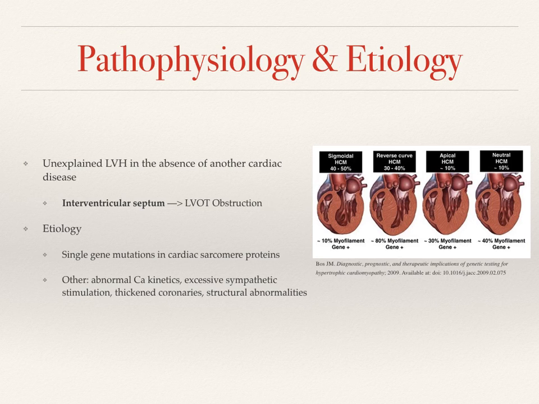The cause of the abnormal hypertrophy in the majority of cases has been found to be single gene mutations in the cardiac sarcomere proteins. In the past 20 years of research, more than 1,400 mutations in over 27 genes have been found to be responsible for or associated with HOCM. Other etiologies include abnormal calcium kinetics, excessive sympathetic stimulation, abnormally thickened intramural coronaries, and cardiac structural abnormalities.